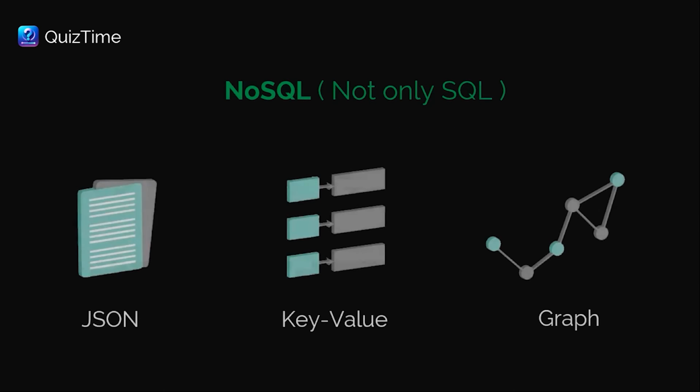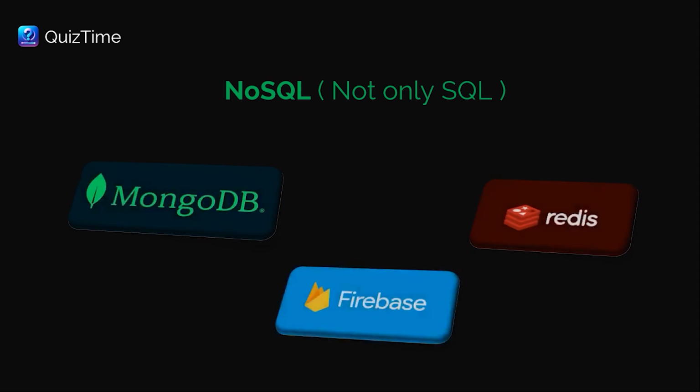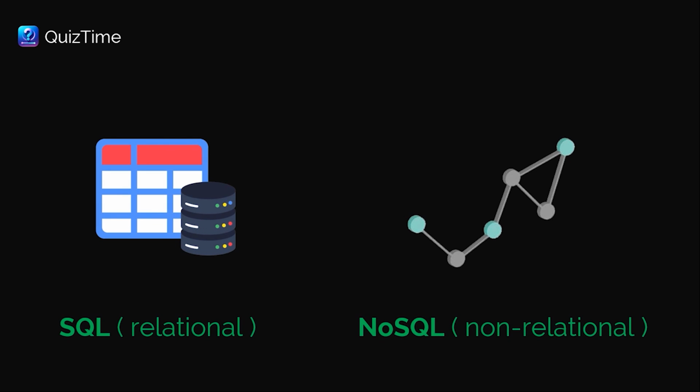Next, we have NoSQL, not only SQL. It stores data in flexible formats like JSON, key-value, graph, etc. It's schema-less, making it more flexible. And the examples are MongoDB, Firebase, Redis, etc. Both SQL and NoSQL have their own use cases.